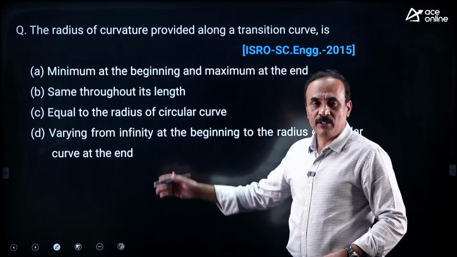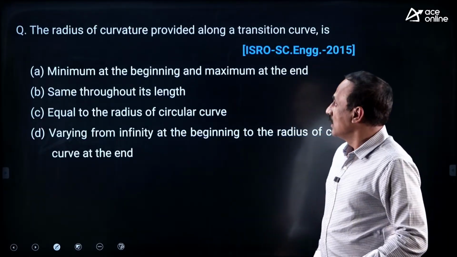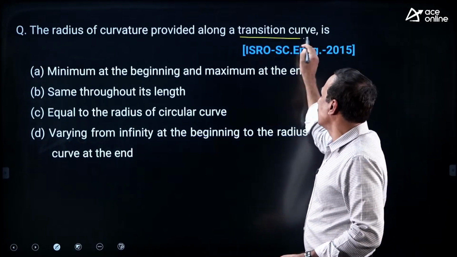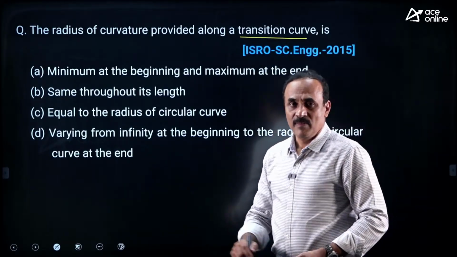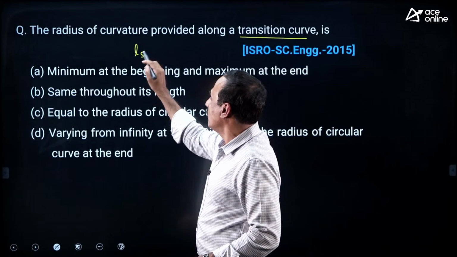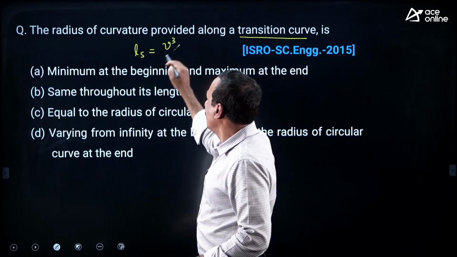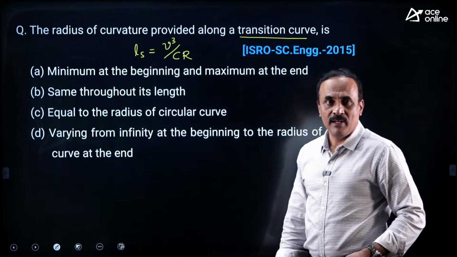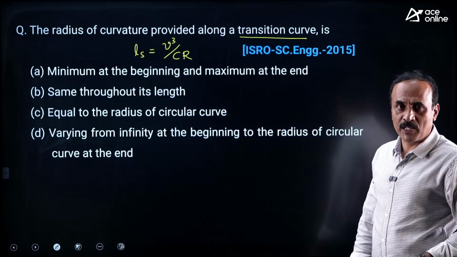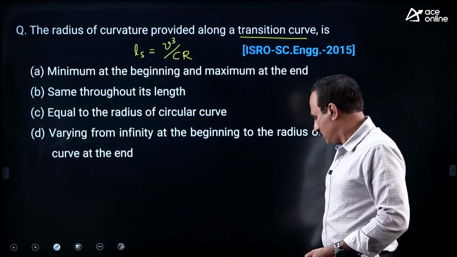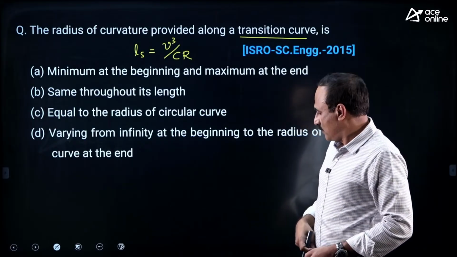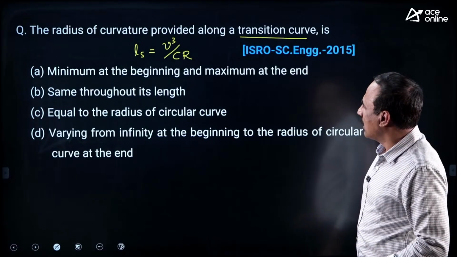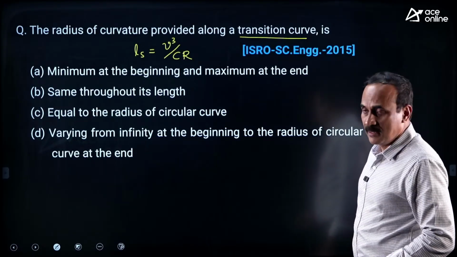Now, give me answer to this question. The radius of curvature provided along the transition curve is, in case of transition curve, length of the transition is V cube by CR. Now, what may be the suitable option? You can pick it up here. Minimum at the beginning and maximum at the end.